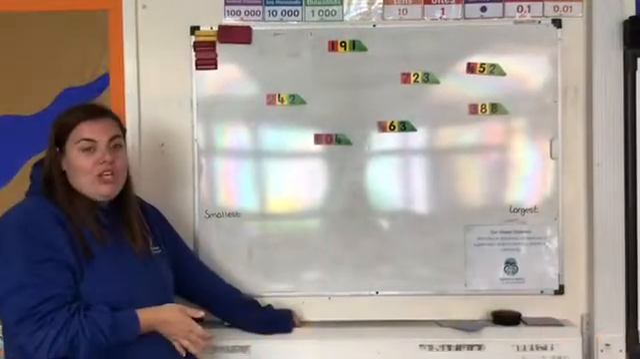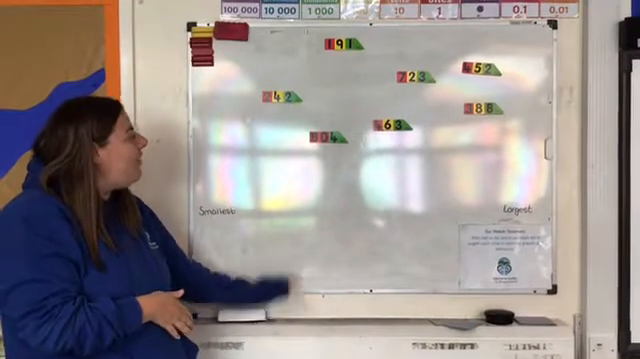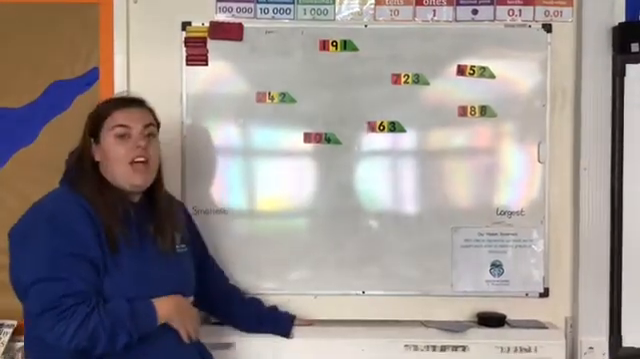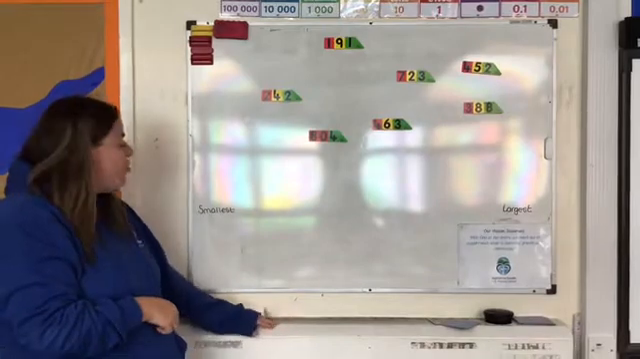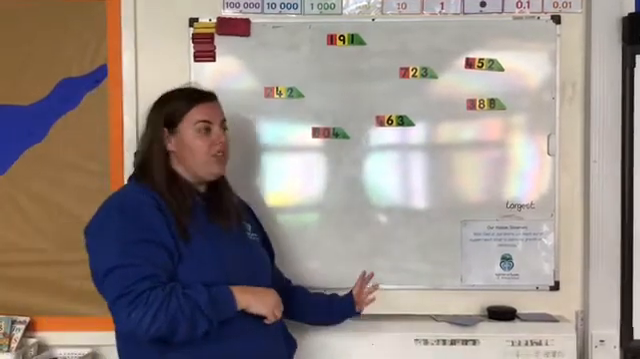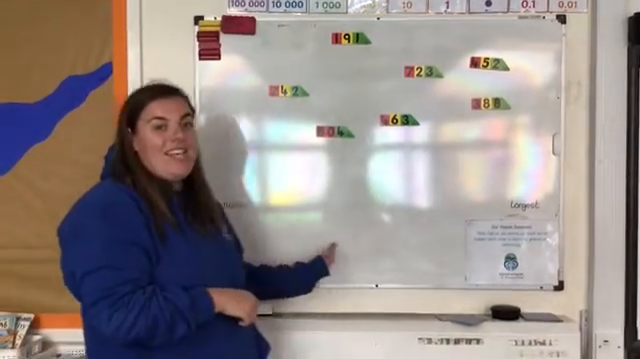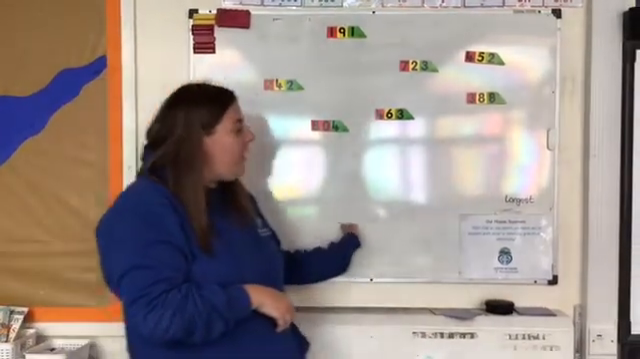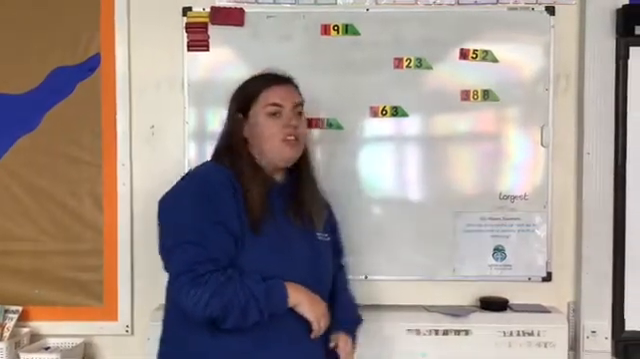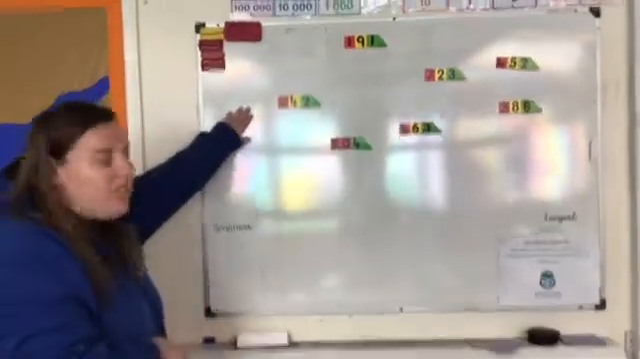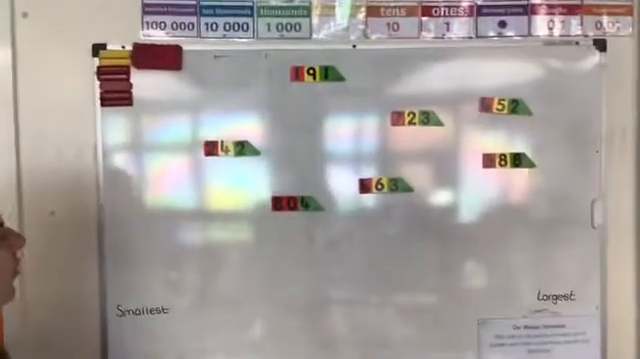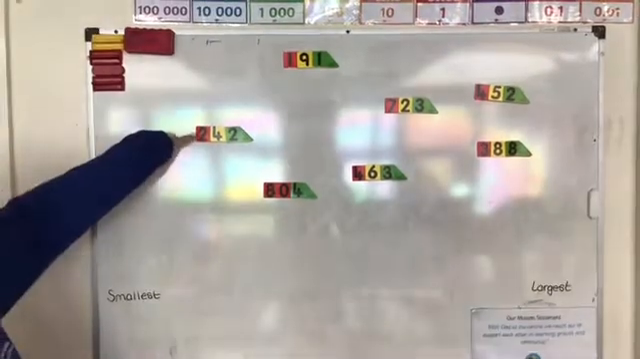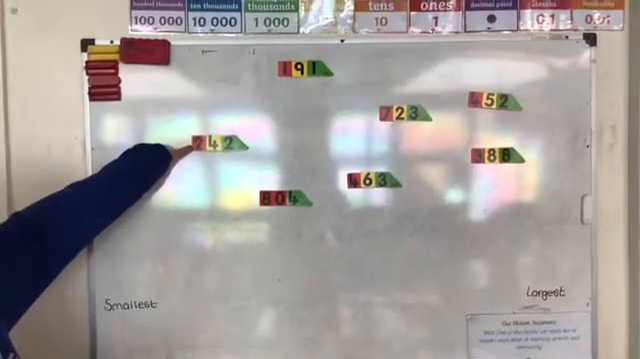Last week, boys and girls, we looked at the value of each digit within a number. So this week we're going to try and order our numbers. We're going to start ordering in ascending order, and that's from the smallest number all the way to the largest number. So I have some numbers on the board, and first of all we're going to have a look at the hundreds because this is the largest value within the number.